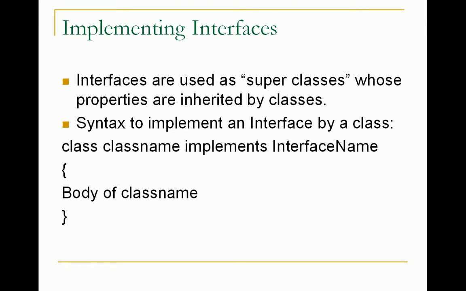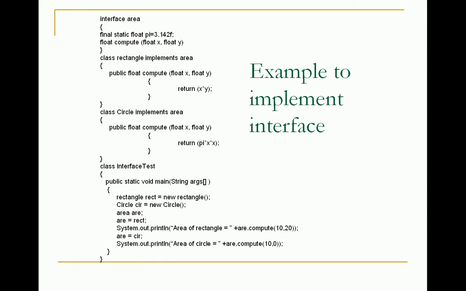We have seen how to define the interface and how to write the interface. Then how can we implement these interfaces? Interfaces are used as superclasses whose properties are inherited by classes. So we can implement the interface by writing class followed by the class name and the keyword implements followed by the interface name, and we can continue with the body of the class.